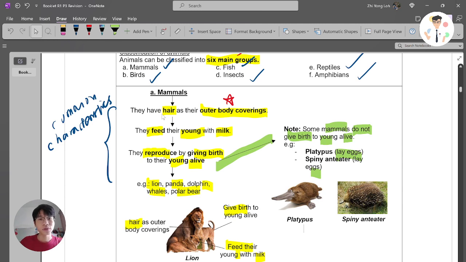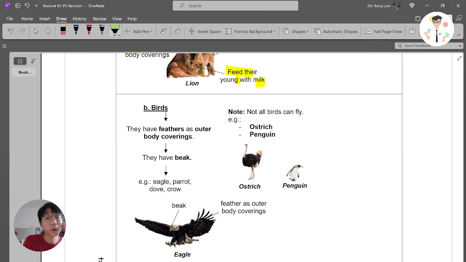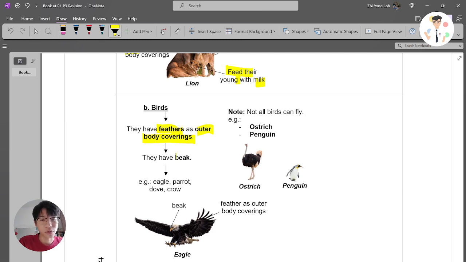Okay, so next we have birds. Birds actually have feathers. They have feathers as their outer body covering. Again, as I mentioned just now, the outer body covering is basically the main thing used to classify animals. We know that mammals have hair, birds have feathers. Okay? And birds also have something called a beak.